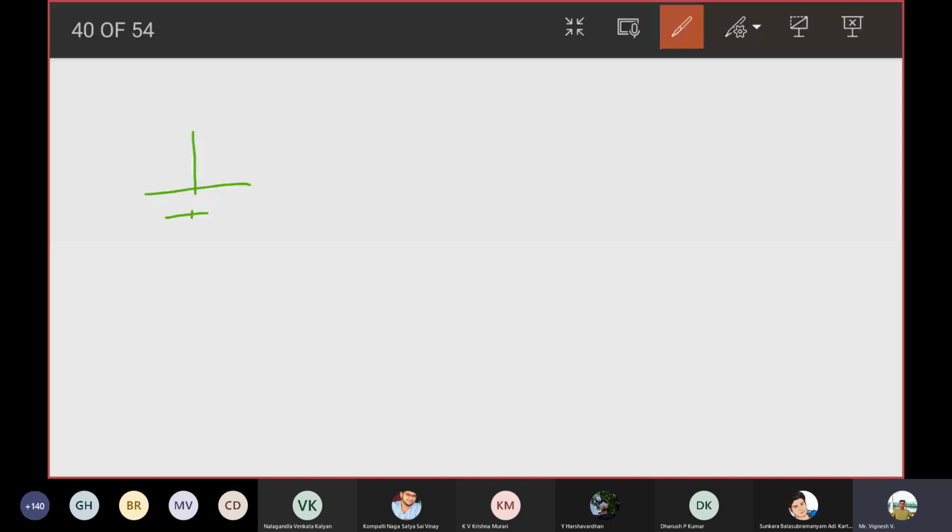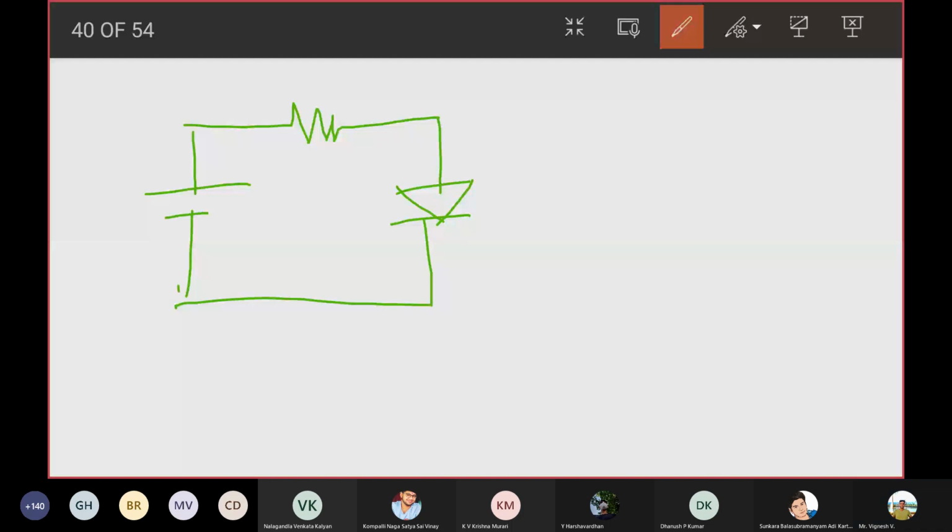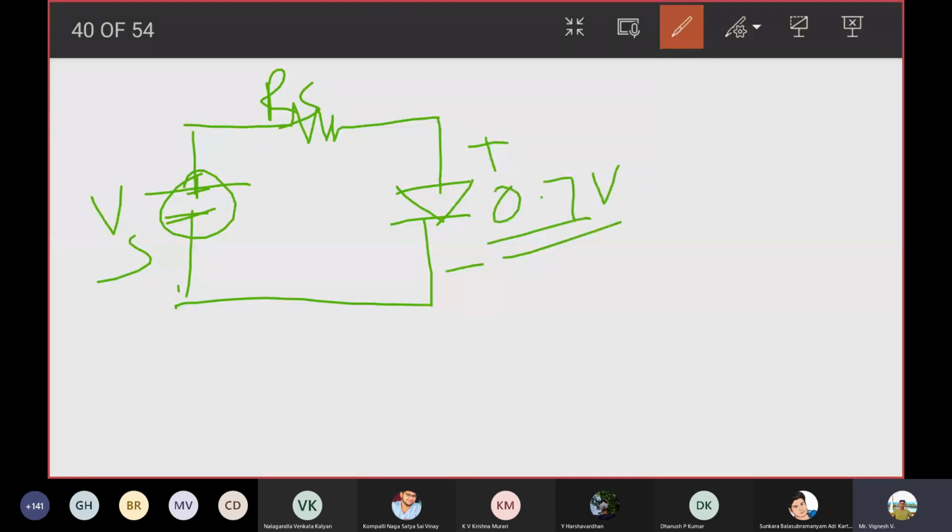Let me draw the forward bias PN junction circuit. Okay, something like this. Call this plus, minus. This is your source voltage. This is your RS. I'm on slide number 40. I hope all of you can see. Can you see? Yes, sir, we can. You assume that the voltage across the diode is 0.7 volts, right? So you replace it with a battery of 0.7 volts.